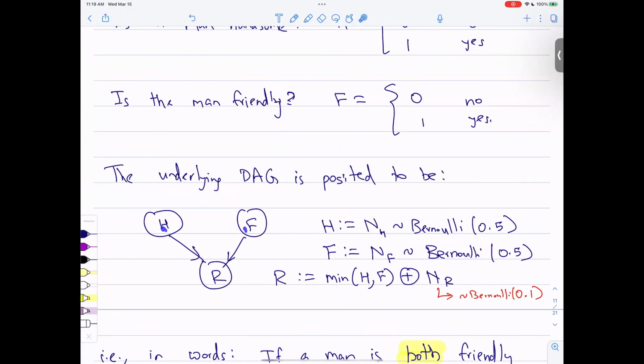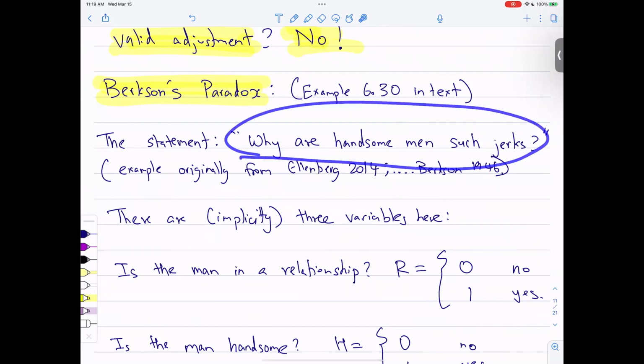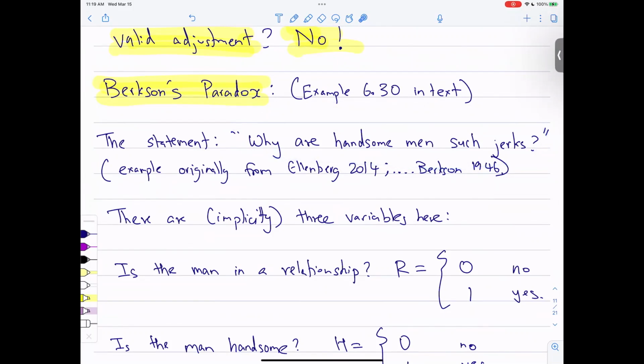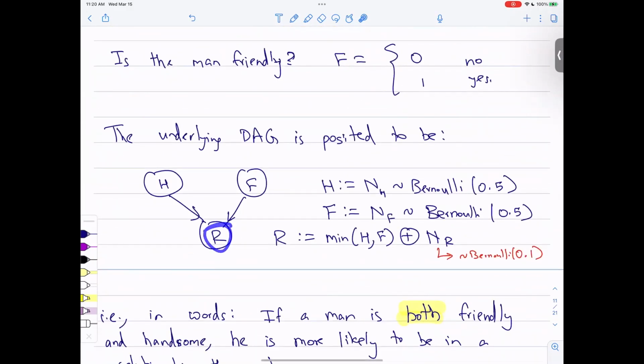So handsome and friendly are independent. This sentence, suppose I interpret this as, why are handsome men not in relationships such jerks? Suppose that is in parenthesis, that statement. Presumably, this statement has been evaluated on data, on a certain data set of people who are not in a relationship. What are we doing then? We are essentially conditioning on R. We have adjusted for a third. We have put Z as an extra adjustment set. And we know that conditioned on R, these two are very dependent.